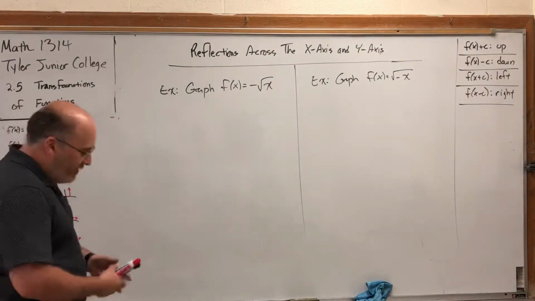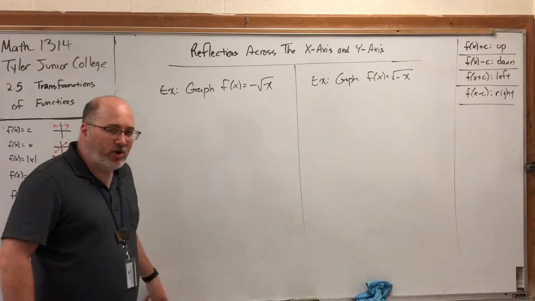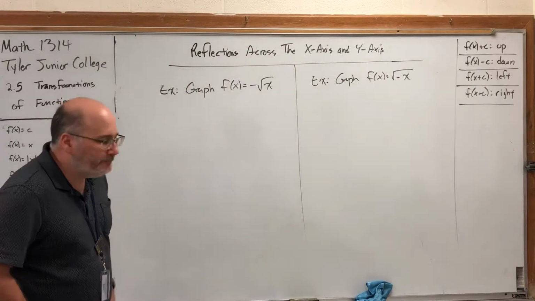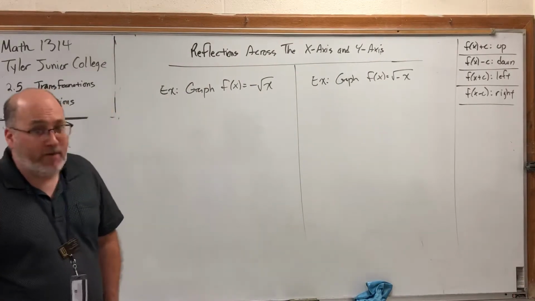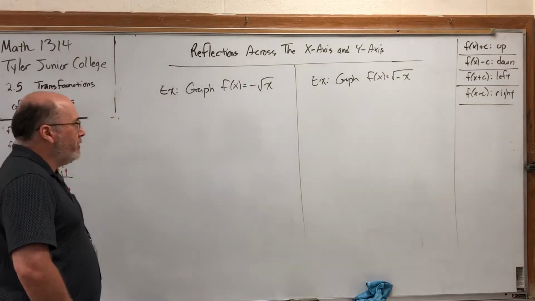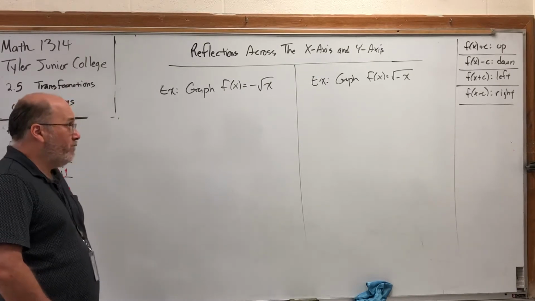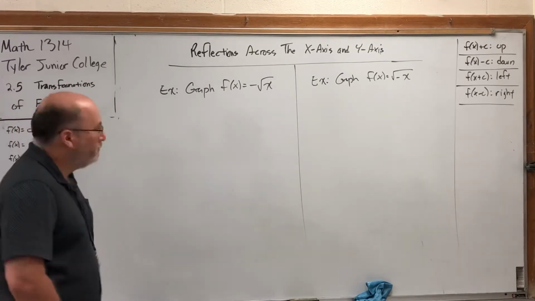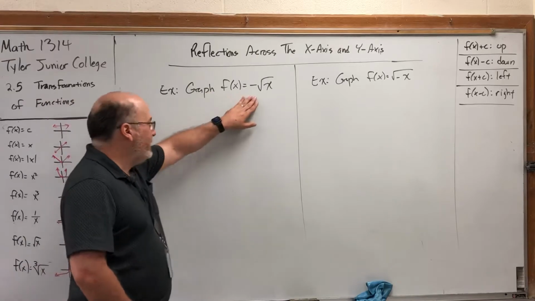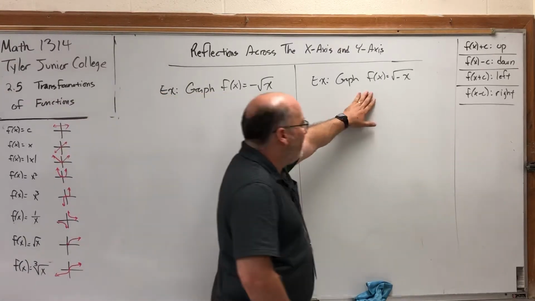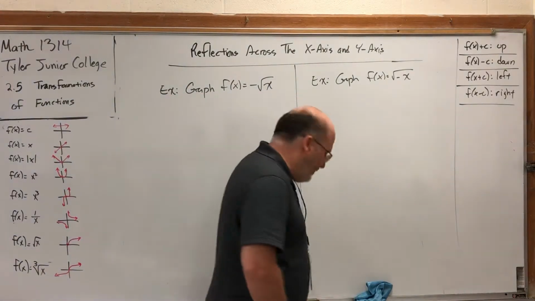I'll tell you right now that the thing that invokes these reflections is the presence of negative signs, equivalently multiplying somewhere by -1. And if you notice, these two functions are pretty much the same, with the exception of where the negative is. Graph f of x equals negative square root of x. Graph f of x equals the square root of negative x.